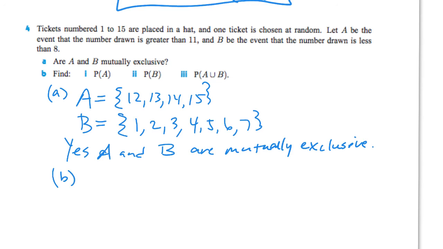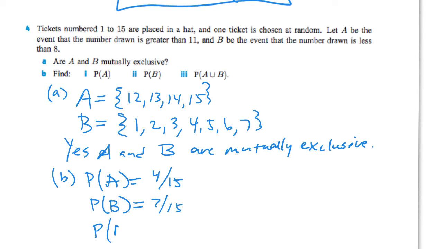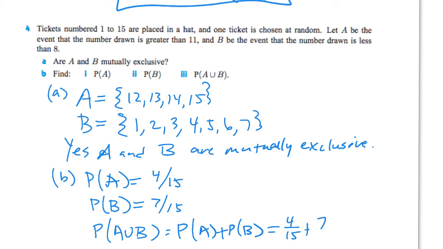All right, so then part B, if we find these probabilities, P of A is a simple concept. There are 4 outcomes out of the 15 in the sample space. P of B has 7 outcomes in the 15 in the sample space. And the probability of A union B, because I said yes to mutually exclusive, is just P of A plus P of B. We're using a special case. So 4 over 15 plus 7 over 15 makes 11 over 15. Hopefully you found that straightforward. That's section 9I.